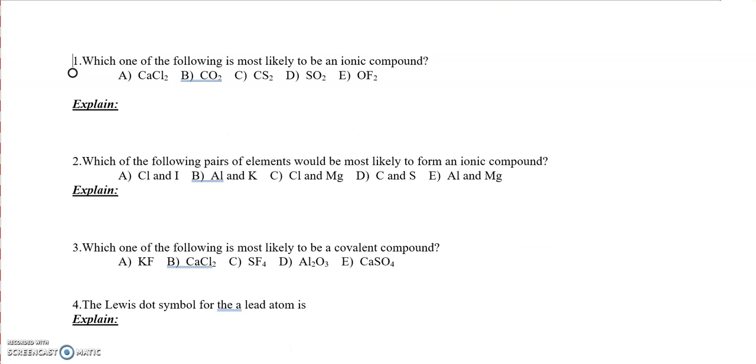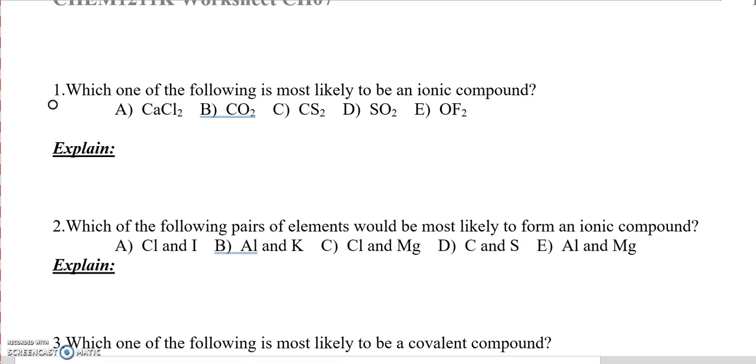Alright, in this video I'm going to go over worksheet number 7. Question number 1 is asking which one of the following is most likely to be an ionic compound. So we are looking for which one has an electronegativity difference of more than 2, right? We have the periodic table with the electronegativity values.